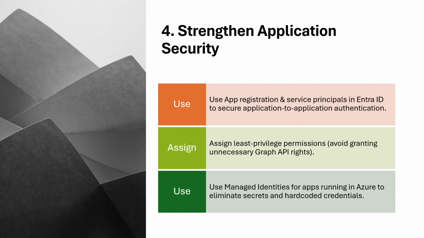Strengthening application security is essential in a zero trust model to ensure apps authenticate and interact securely. Organizations should use app registration and service principals in Entra ID to manage application-to-application authentication instead of relying on static credentials. Next, assign least privilege permissions, avoiding unnecessary or excessive Graph API rights to reduce the attack surface and minimize risk.